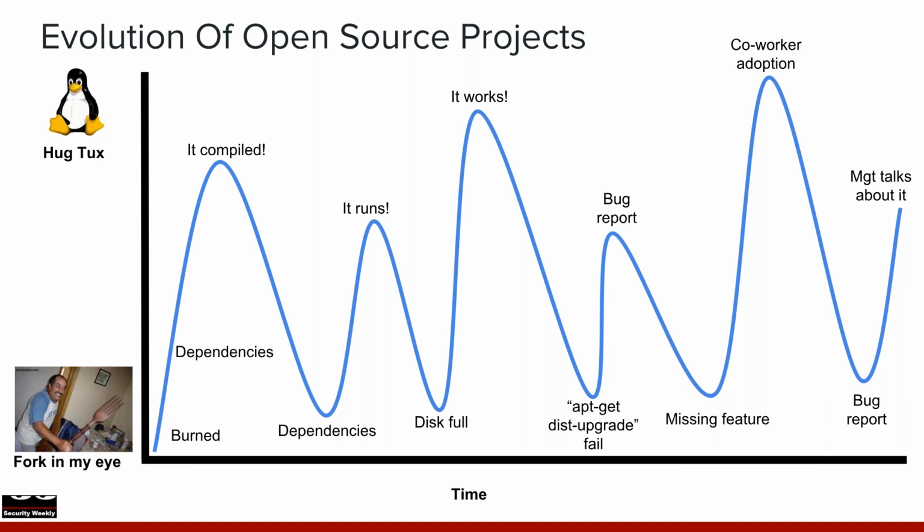This is typically, in my experience, how an open source project is implemented. And on the left, you can see that it ranges from me wanting to shove a fork in my eye all the way up to me wanting to hug Tux, right? That's the first axis on the left. And then as time goes on the bottom, is how this graph is laid out.